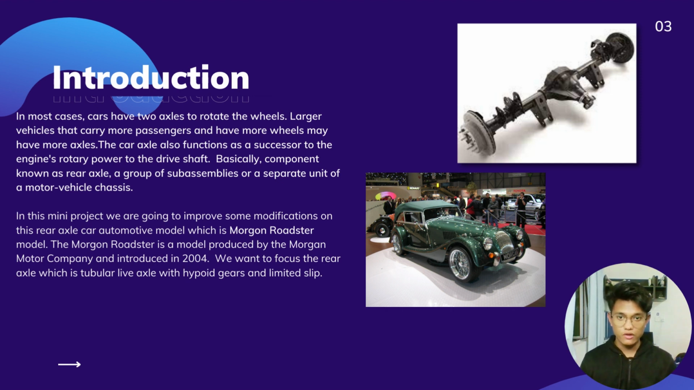In this mini project, we are going to make some modifications to the rear axle of an automotive model, which is the Morgan Roadster. The Morgan Roadster is a model produced by the Morgan Motor Company and introduced in 2004. We want to focus more on the rear axle, which is a tubular lift axle with high point gear and limited slip.